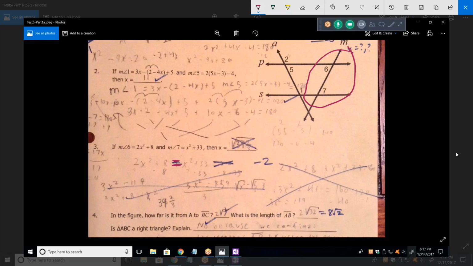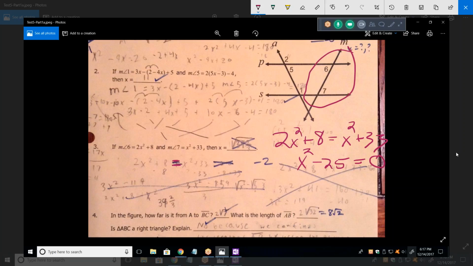Let's solve it. So we've got 2x squared plus 8 equals x squared plus 33. Give me the next line. If we were to move over x squared and 33, it would be x squared minus 25.